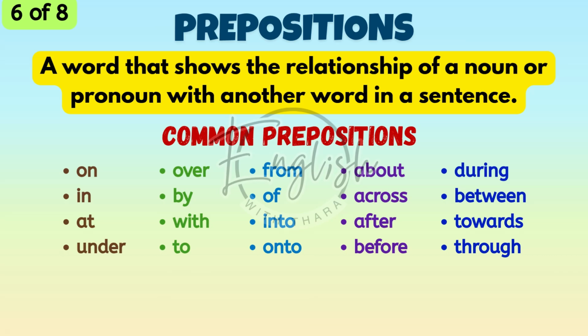Next, let's talk about prepositions. Prepositions are words that show the relationship of a noun or pronoun with another word in a sentence. Some common prepositions are on, in, at, under, over. Now, let's see some examples to get a better understanding of how prepositions are used in different situations.